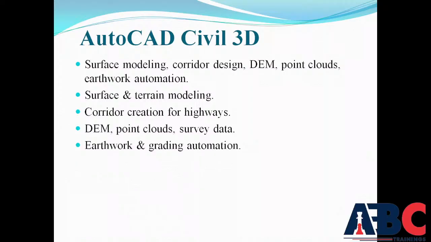Civil 3D allows engineers to create a highly accurate 3D terrain surface using survey points, contours, break lines, point clouds, and DEM data. The features include TIN, meaning triangulated irregular networks, contour generation, cut or fill analysis, and surface editing tools for realistic terrain representations. Next is corridor design for highways.